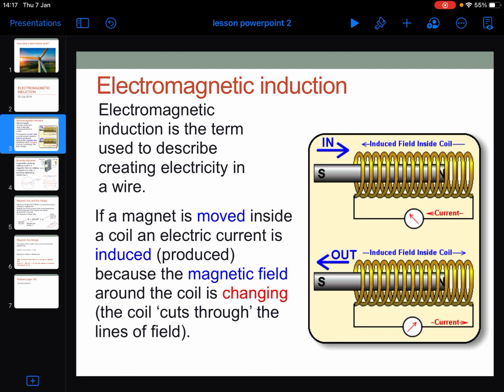Well, I say moving. The reason you want to move it is you want to be changing that magnetic field. If you just put a magnet inside a coil, nothing happens. But if you move a magnet in and out of a coil, you generate that current.